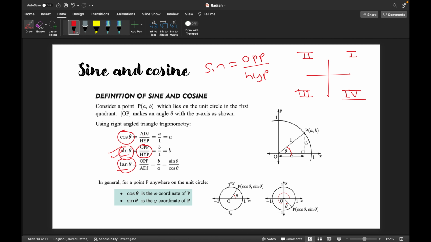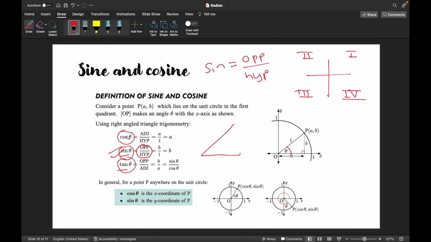And cos theta would be adjacent by hypotenuse. So adjacent would be A by 1. The hypotenuse would be 1. The adjacent side would be A. So it's going to be A by 1, which is A. So sine is opposite by hypotenuse. Cos theta is adjacent by hypotenuse.